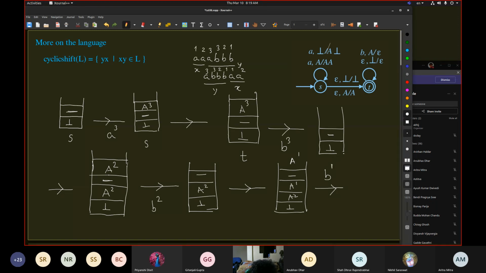Okay. And now the stack becomes this, A1, A2, and this. Okay. That essentially completes the processing of this Y. Okay.